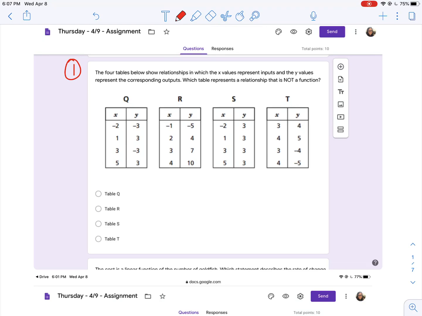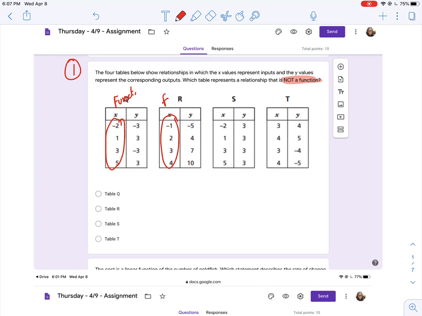It says, the 4 tables below show relationships in which the x values represent input and the y values represent the corresponding outputs. Which table represents a relationship that is not a function? So that's super important. So let's take a look at our boxes. Remember, in order for it not to be a function, there has to be multiple x's that are the same. Because if it is a function, then all the x's are different. So if we look at table x, all those x's are different, so that is a function. Remember, we're looking for the one that's not.